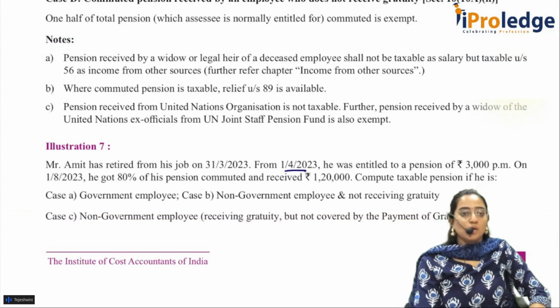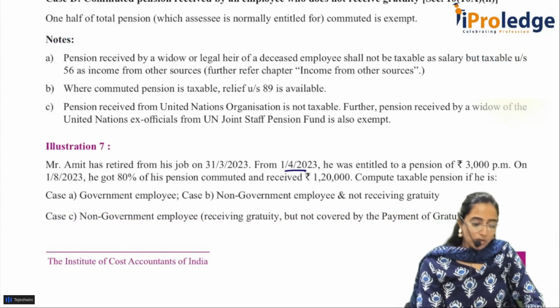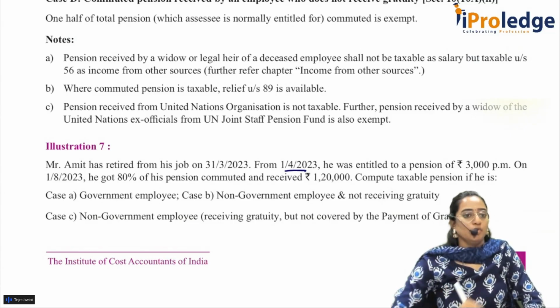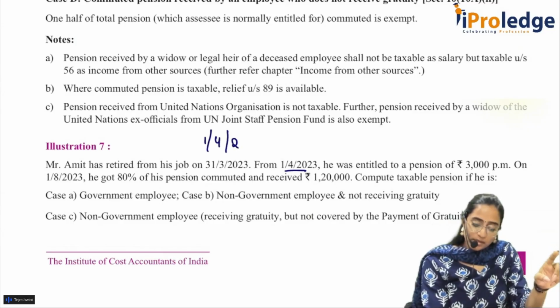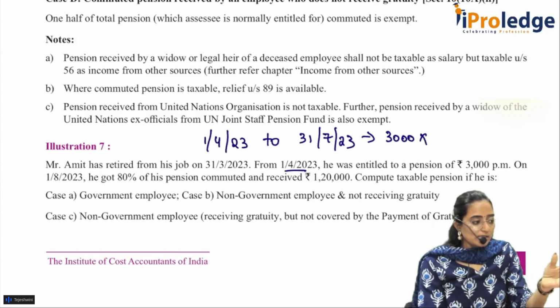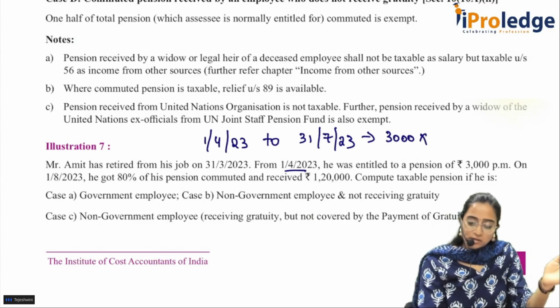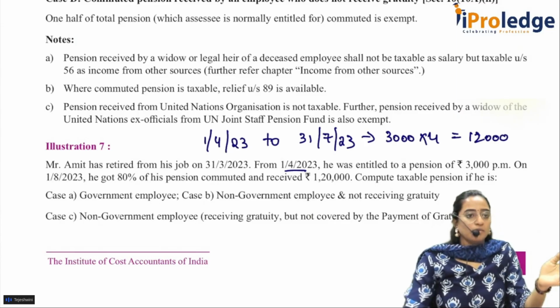A pension of 3,000 per month. On 1/8/2023, what has he done? He has got his pension commuted. So can I say from 1/4/2023 to 31/7/2023, you were receiving pension of 3,000 per month multiplied by 4 months. You were receiving how much? 12,000 as your uncommuted pension.